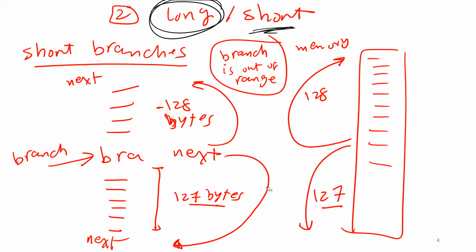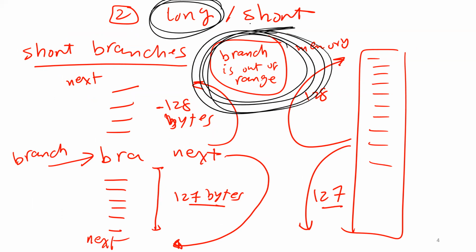This is a code error, so the assembler can catch this error. It's going to give you a message, something like that: branch is out of range. So if you see a message like this, branch is out of range, you need to know that this is a short, but you want to jump too much. Okay, it's a short.